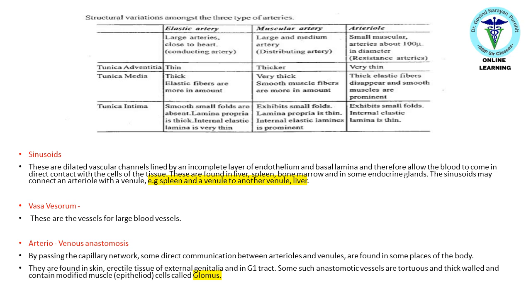Arteriovenous anastomosis. Bypassing the capillary network, some direct communications between arterioles and venules are found in some places of the body. They are found in skin, erectile tissue of external genitalia and in GI tract. Some such anastomotic vessels are tortuous and thick-walled and contain modified muscle, epithelioid cells called glomus.